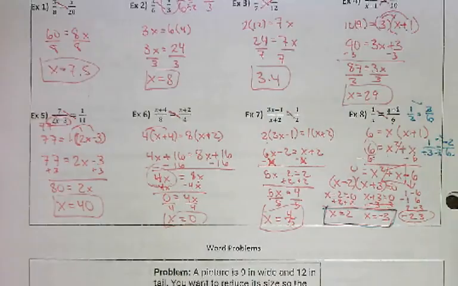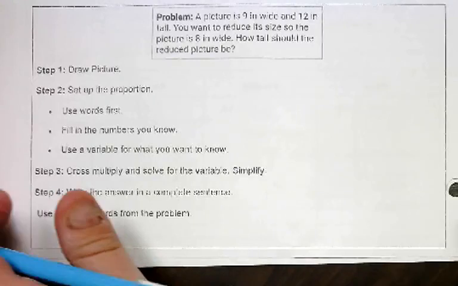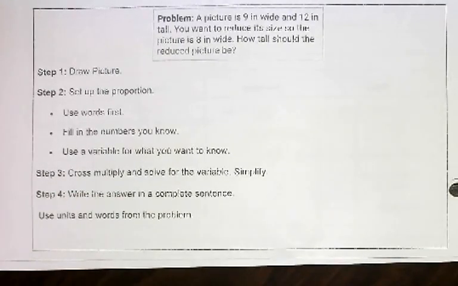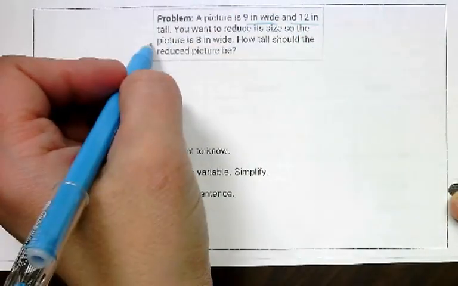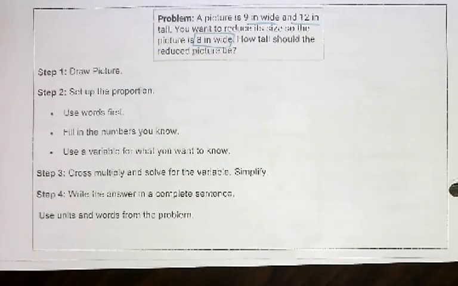Okay. You are going to have some word problems that are going to deal with proportions. Okay, so in this one it says 9 inches wide and 12 inches tall. You want to reduce its size to 8 inches wide. How tall should the reduced picture be? So once again, we're just going to use ratios, which are the same thing as equivalent fractions.